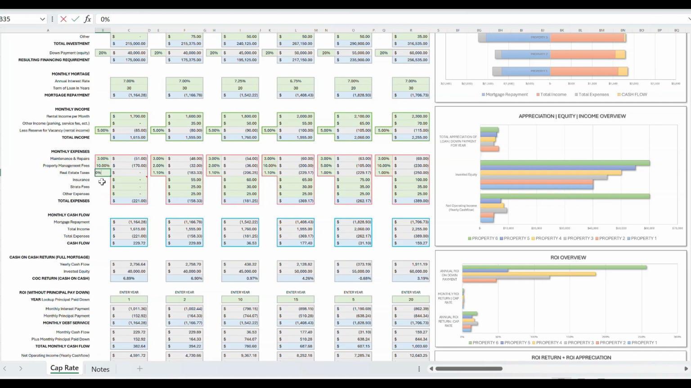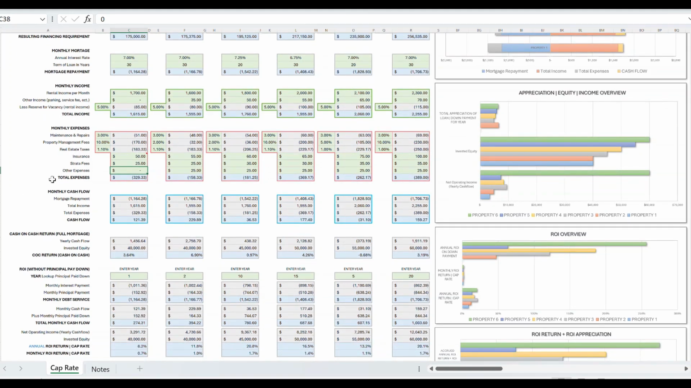Real estate taxes are about 1.1% around here. And you've got your insurance. Let's say insurance is $50 a month. Then your strata fees and other expenses. You've got your HOA dues, right? So let's put like $25 per month for strata fees. And then you've got your mortgage here. It calculates your total expense.